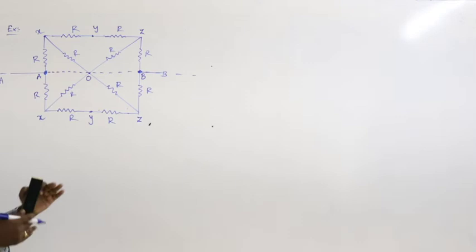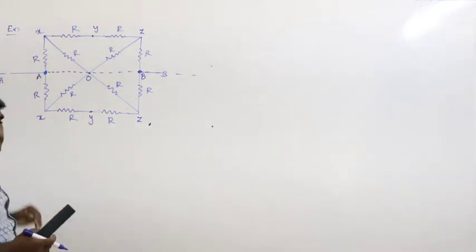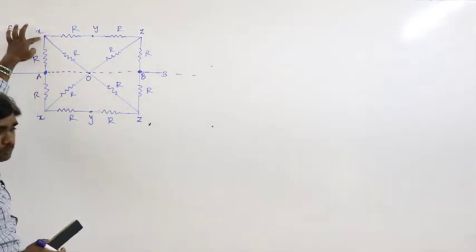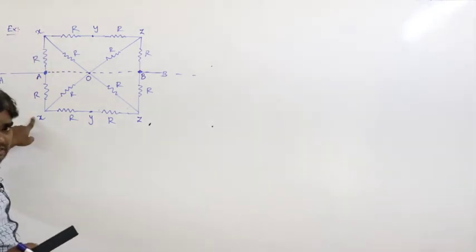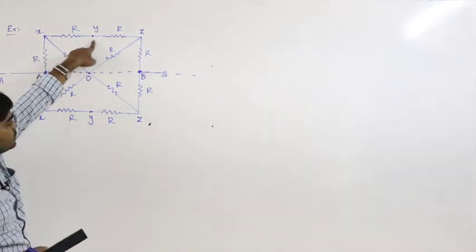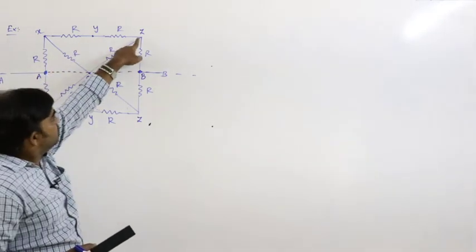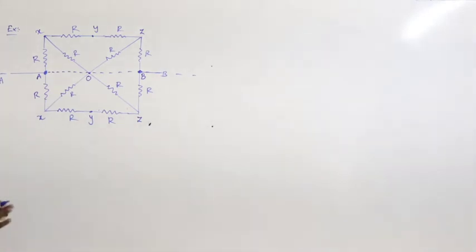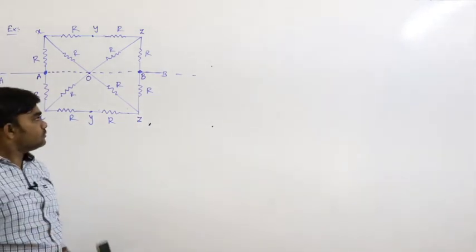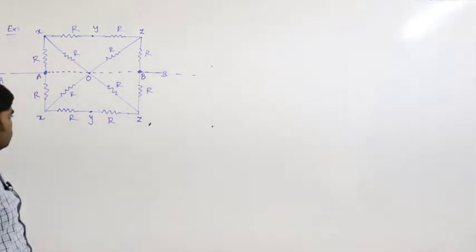Folding symmetry means the potentials above and below are the same. Here at this position the potential is considered as X, here also X. Here the potential is Y, here also Y. Here is Z and here is Z. Let us say it is O. So these are the potential considerations. Now come to the original topic.